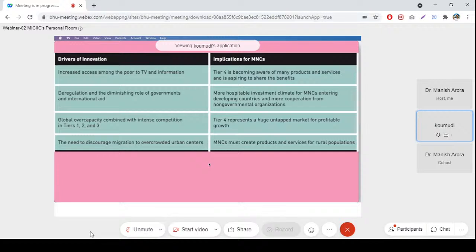Also, mass migration from rural to urban areas in search of a livelihood can be checked only by providing a meaningful alternative to Tier 4 within their natural context. With this as the background, Prahlad and Hart discuss several reasons to support consumers in Tier 4, or at the bottom of the pyramid.